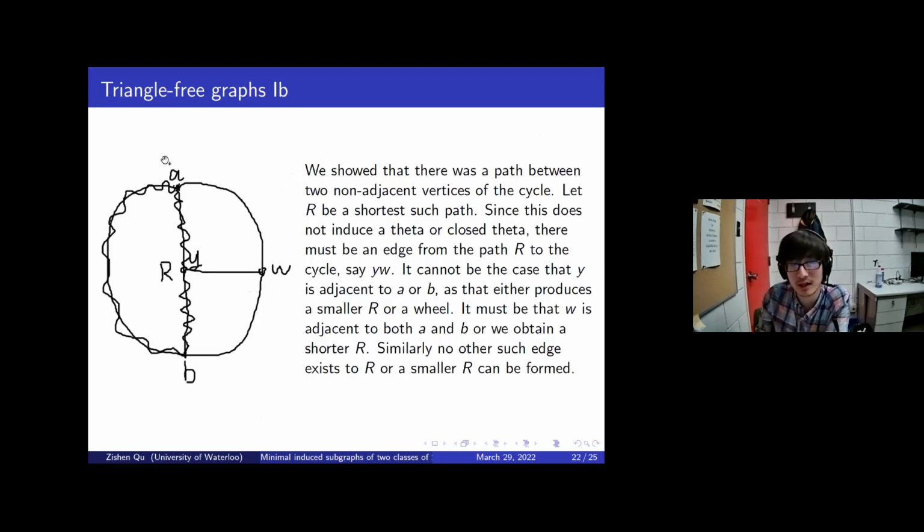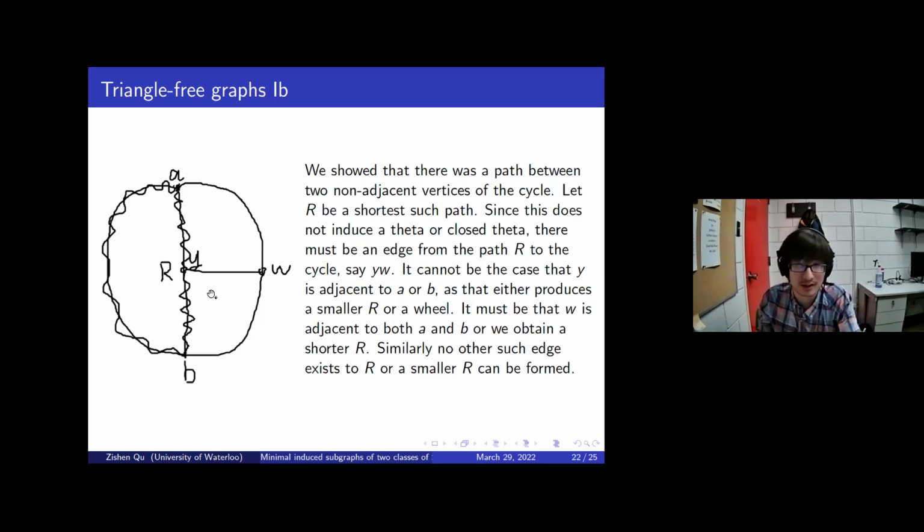So now you look at the cycle, and you know that there's a path that exists between two non-adjacent vertices of the cycle. I'm just going to take the shortest such path, R, say. And this path doesn't give you a theta or induced or closed theta. The only way that it doesn't is, if you look at these three paths, the A-B paths, that the cycle was induced. So the only way that this is not a theta is that in the center path, there's a vertex that's adjacent to a vertex on one of the left or right paths.